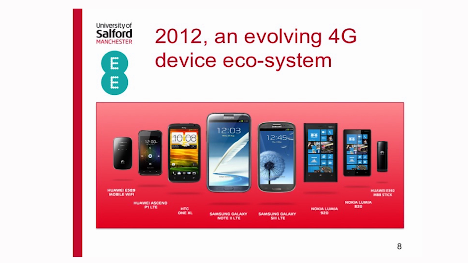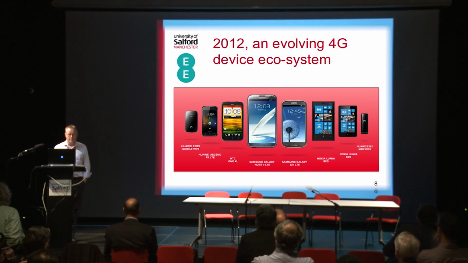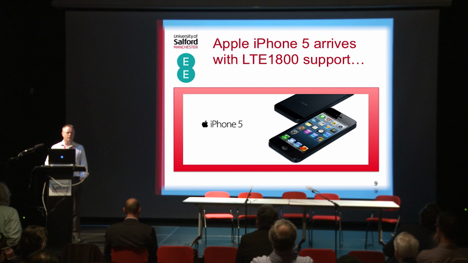What happened the following day really did catch people's imagination though. The iPhone 5 was launched the day after these products were announced, and the iPhone 5 would support LTE in the 1800 megahertz band. And suddenly, something really exciting was starting to happen. We're starting to get 4G across a whole range of top-end smartphones, from the Samsung, HTC, Nokia and Huawei devices we've just seen, right the way up to the iPhone as well. And of course, the iPhone brings with it its own market of fully dedicated Apple fans.